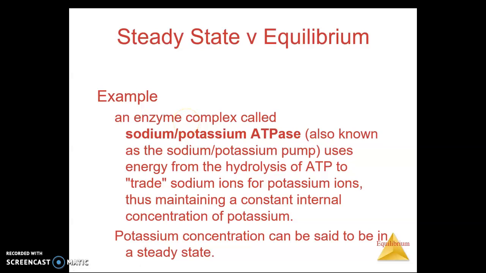There's an enzyme complex called sodium-potassium ATPase. It's also known as a sodium-potassium pump. You may have heard of it. You get energy from the hydrolysis of ATP to trade sodium ions in the cell for potassium ions that are outside the cell. And it maintains a constant internal concentration of potassium. So the potassium concentration is in a steady state, but it requires a constant production of ATP and movement across the cell membrane.